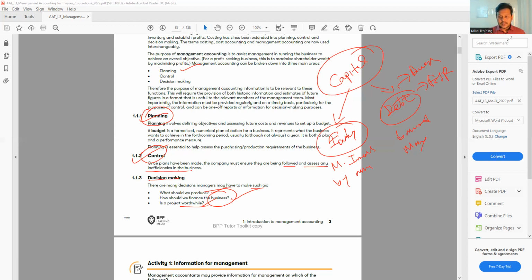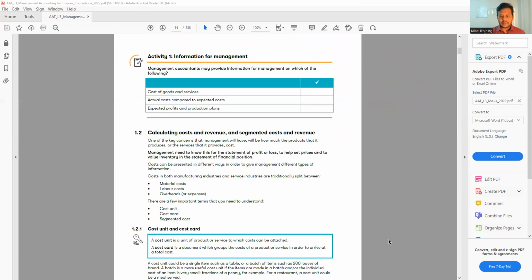All right, let's have a look. What else we have? We can see we have one activity. Let's quickly have a look at this one. It says, the management accountant may provide information for management on which of the following. So which type of information can you get from the management accountant? Let's start with that. The first one is the cost of goods and services. Do you think this sort of information we can get from the management accountant? The answer is yes. So this sort of information, cost of goods and services, we can get from the management accountant. The answer is yes.